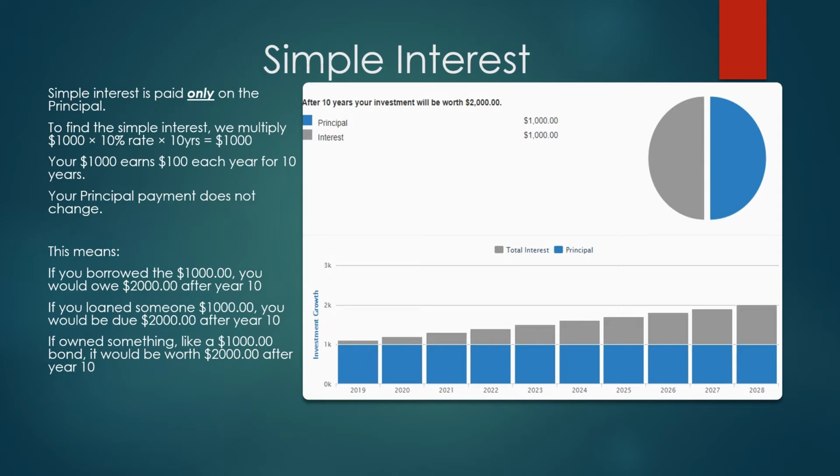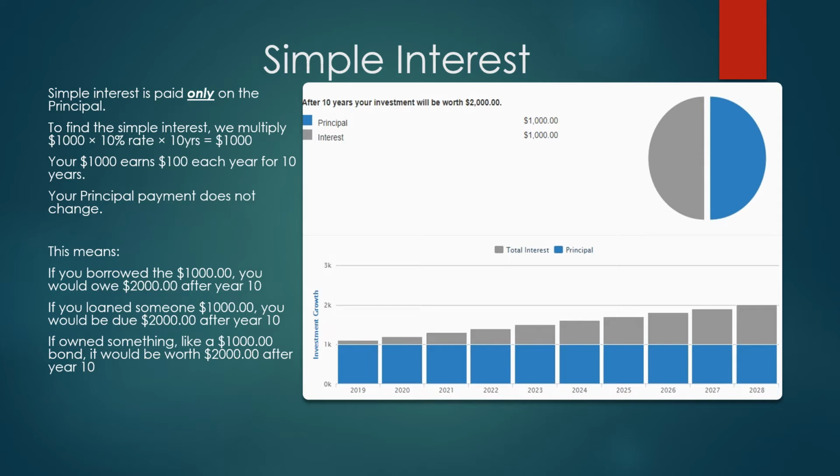So what does this mean? If you borrowed the $1,000, you would owe $2,000 at the end of the 10 years. If someone borrowed it from you, they would owe you $2,000 at the end of the 10 years. And if you had an asset like a bond, it would be worth $2,000 at the end of the 10 years. Pretty simple, slow growth. It actually benefits you depending on if you're paying versus if someone's paying you. So take a look at that.